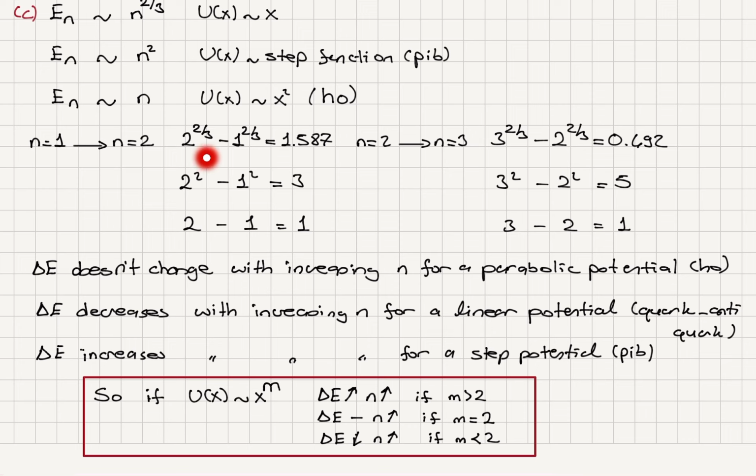So we can see that if we try just a few n values here, delta E seems to be decreasing for the linear function of x. It seems to be increasing for the step function, the particle in a box, which means m is much greater than 2 here. If m is equal to 2, x to the m equal to 2, that's the harmonic oscillator, then we have this linear dependence on n, and delta E stays the same. It doesn't change. So that's what we find when we summarize these results.